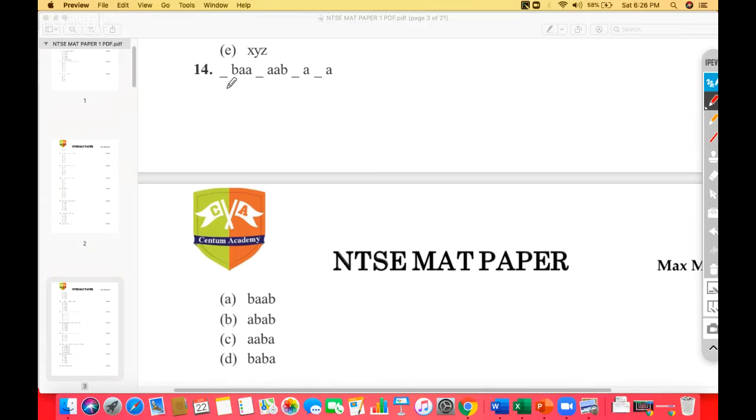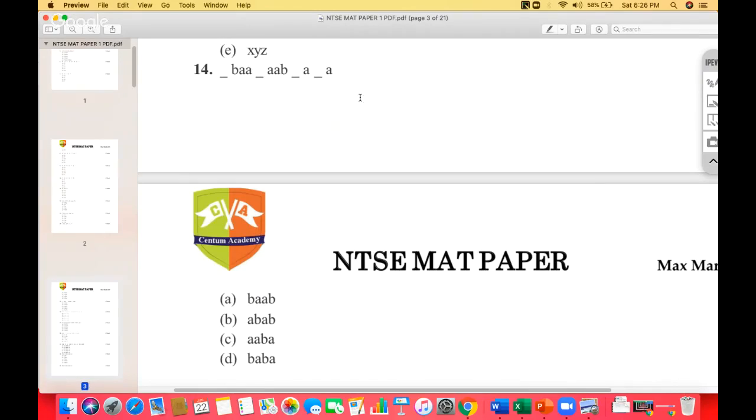So second option. So AB, A, and then I get B, A, B, then I get A, B, A. So this is ABA, ABA, ABA, ABA. So this should be my answer. So 14B is the answer. Now let me go to question number 15.